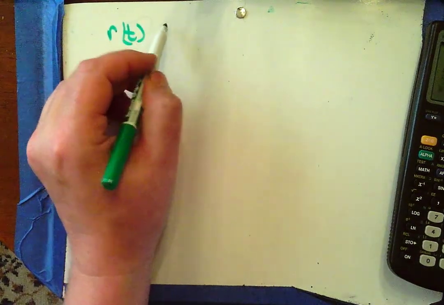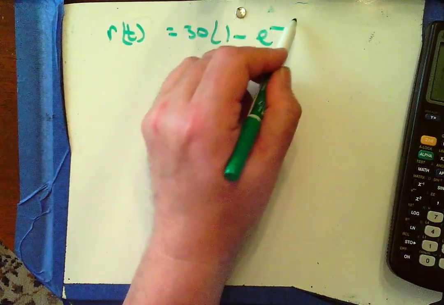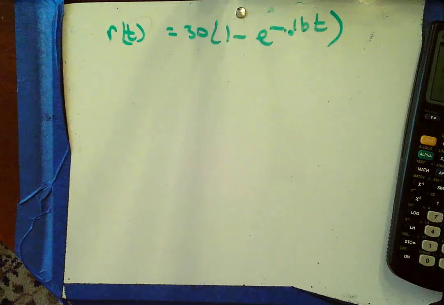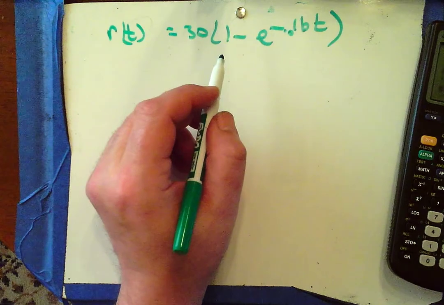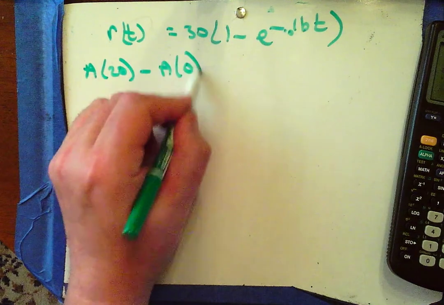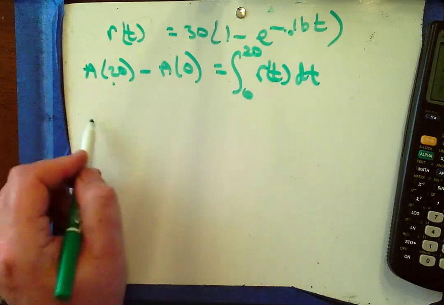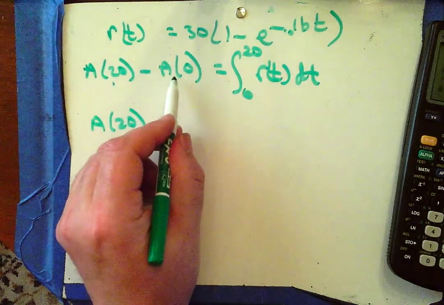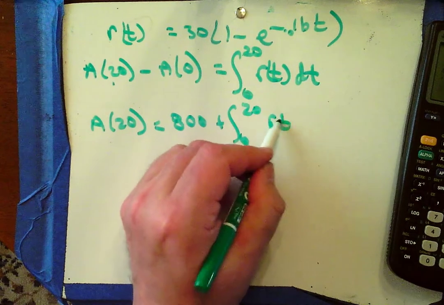Okay. 81 says, water is pumped into tank. R of t is the rate. I wonder if I'm going to integrate a rate. Equals 31 minus e to the negative 0.16t. Don't lose that decimal point. Okay, gallons per minute. Since pump turned on, tank contained 800 at time equal to 0. How many after 20 minutes? So a of 20 minus a of 0 equals the integral from 0 to 20 of r of t dt. But remember, we're looking for a of 20, and that means we have to add a of 0, or 800, to the value of that integral, r of t dt.